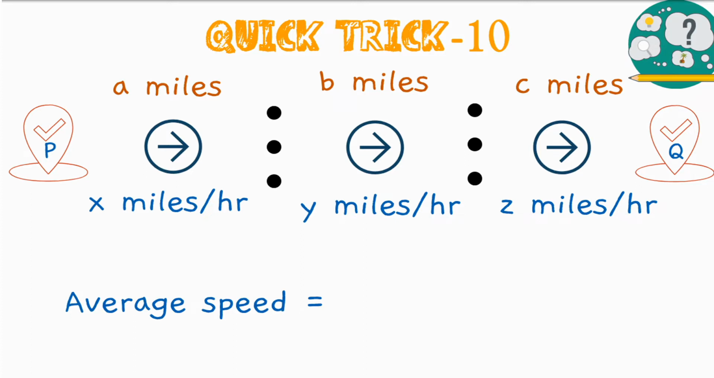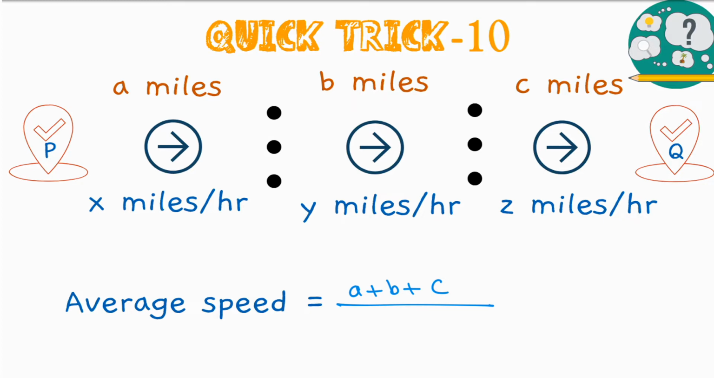In order to obtain that average speed, first we need to obtain the total distance he covered from P to Q. It is simple. The total distance covered is A plus B plus C miles. The total distance covered divided by the total time required to travel from P to Q gives the average speed. So here we need to obtain the total time required to cover the distance.